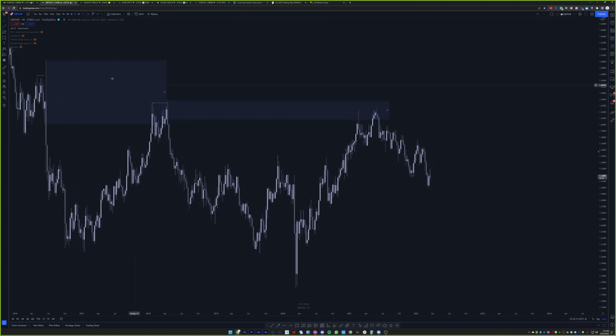This strengthens our POIs, right? Anytime we see a sweep of previous structural liquidity, whatever it is, right? Stop loss is sitting above this. Okay, there's our weekly.